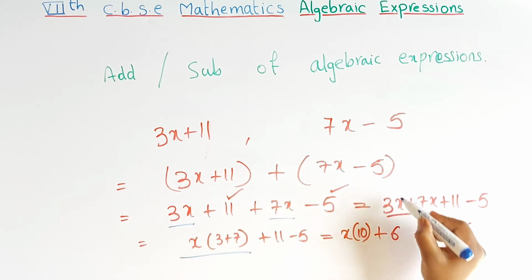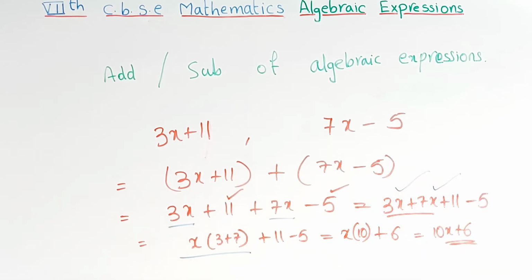You can add directly here only. 3x plus 7x, 3 plus 7 is 10, 10x. Right, children? You can do directly also.